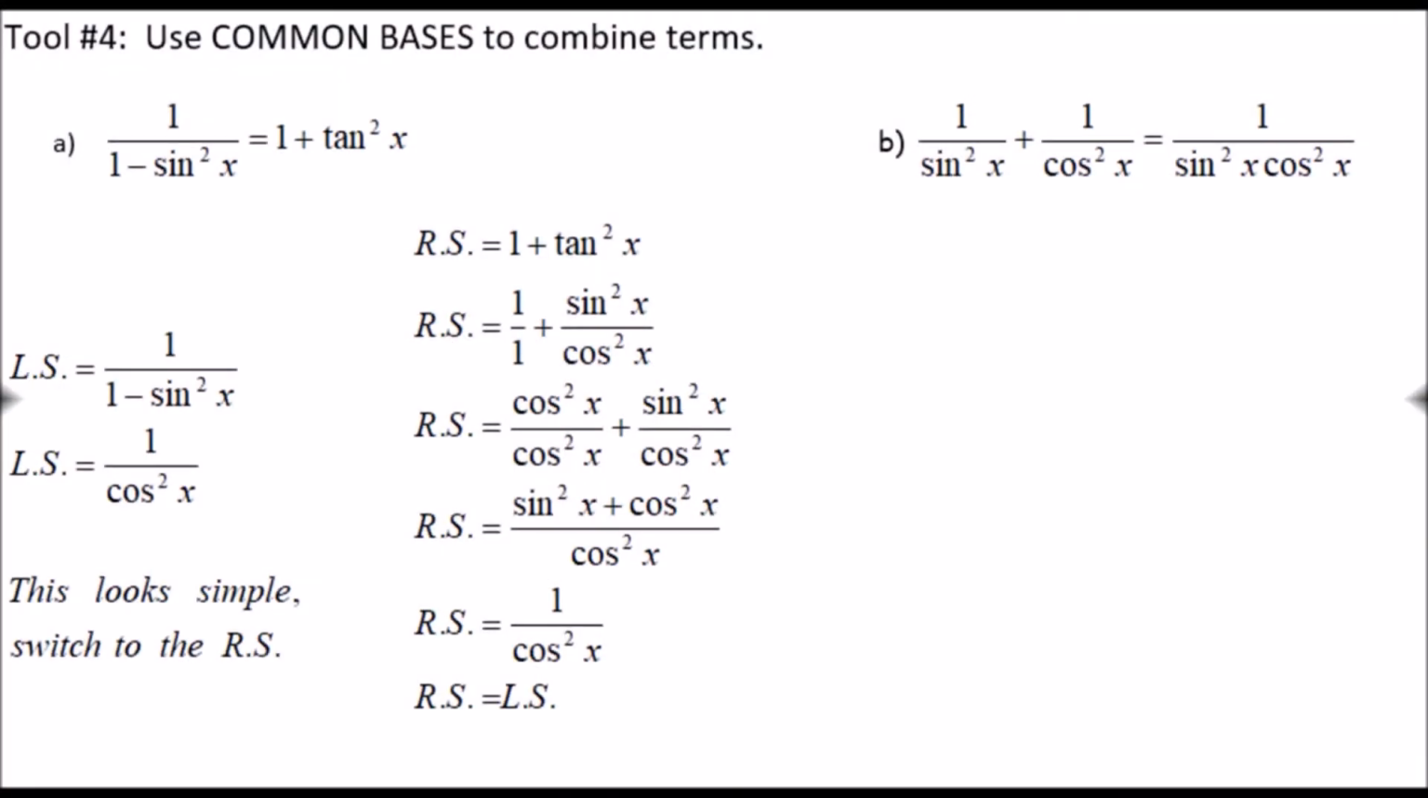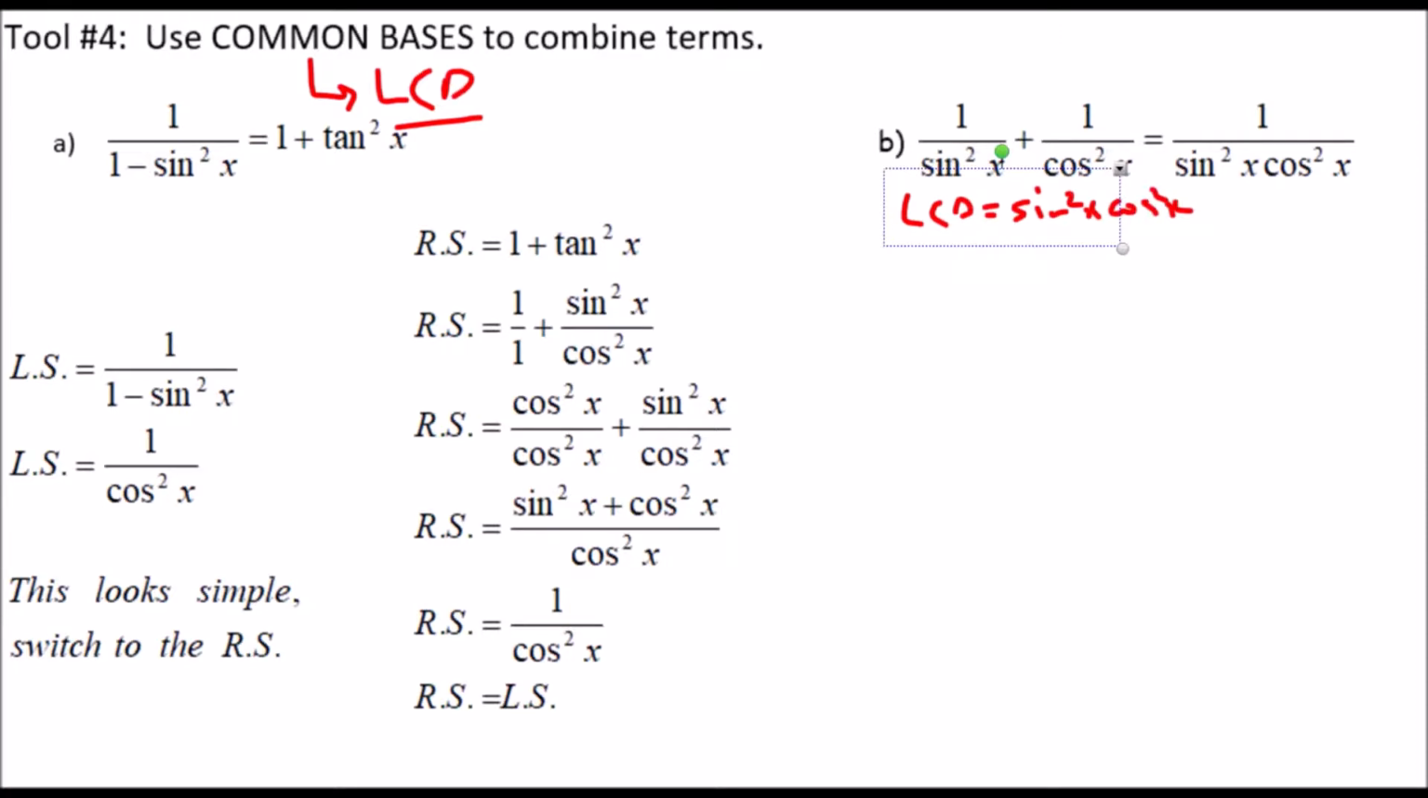Alright, welcome back to tool number 4, using common bases to combine terms. And this guy here, folks, is really talking about using an LCD, lowest common denominator. So here, if I look at this, definitely going to tackle the left side, because this is one term, this is two terms, so I'm going to do an LCD right away. I'm going to do an LCD here of sine squared x cos squared x.